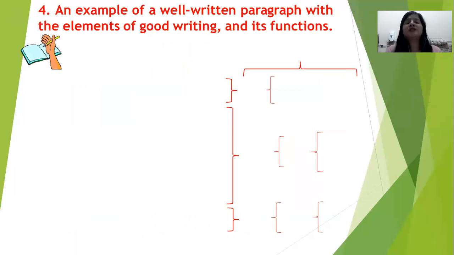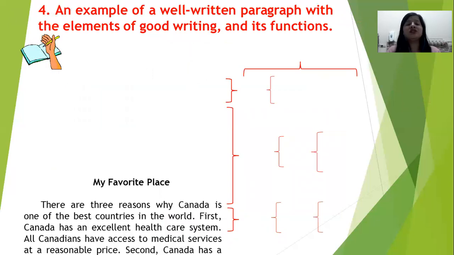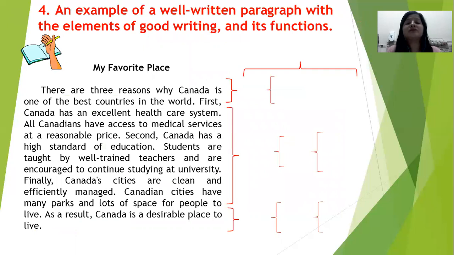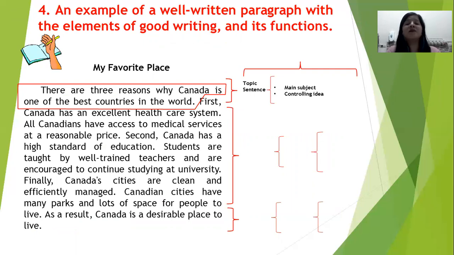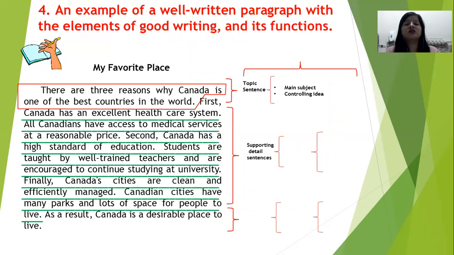Now, to summarize all the topics, as you can see, this is a paragraph that contains the topic sentence, and the topic sentence contains the main subject, that is Canada, and the controlling idea, that is one of the best countries in the world. As you can see here, the second part, the supporting detail sentences, describe the main idea and can also explain, describe, give reasons, facts, or examples. In the case of my paragraph, these supporting details give reasons why Canada is one of the best countries in the world.